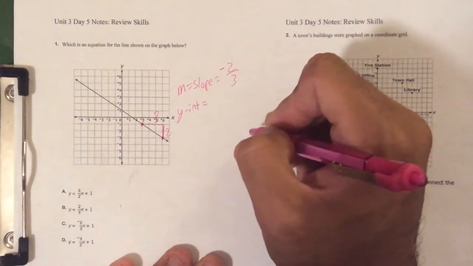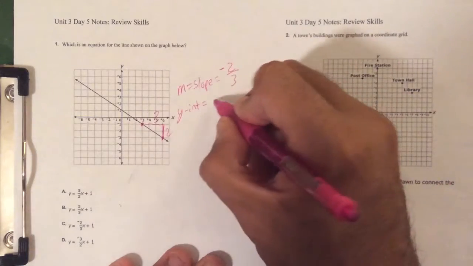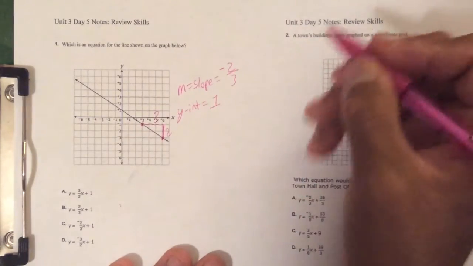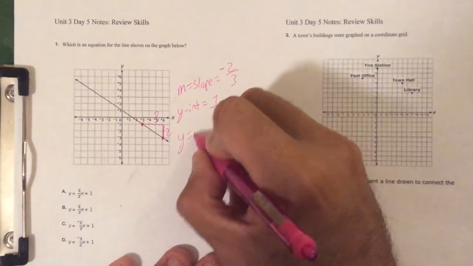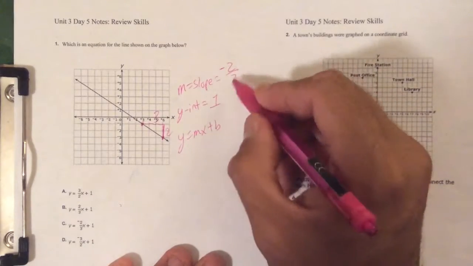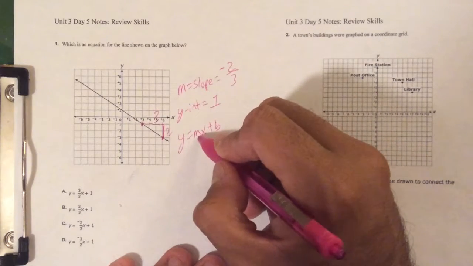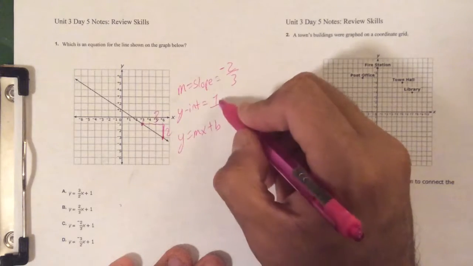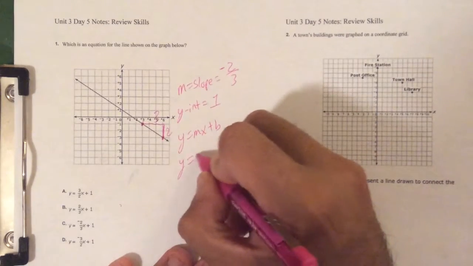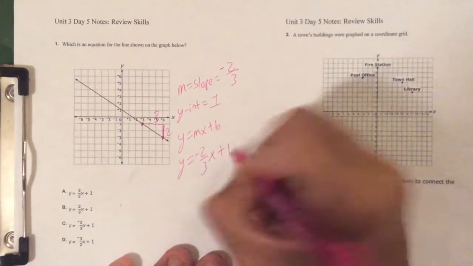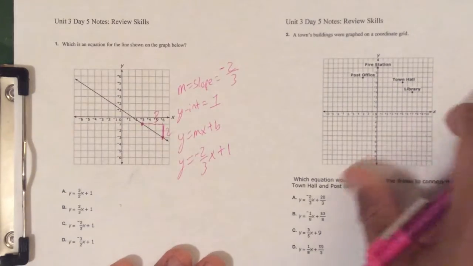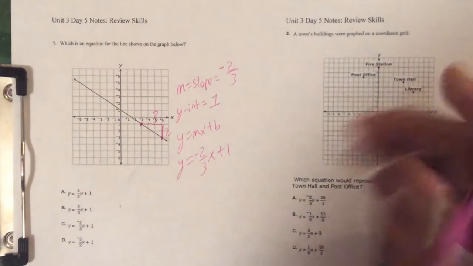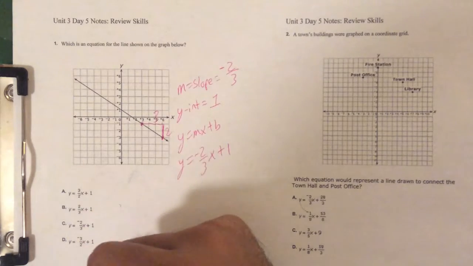Now, as for the y-intercept, it's where the line touches the y-axis, so it's 1. So remember, when you write your equation, you got to do y equals mx plus b. So instead of the m, we do negative 2/3, and instead of the b, we do 1. So y equals negative 2/3 x plus 1. And if you compare it to your answers, it will be C.